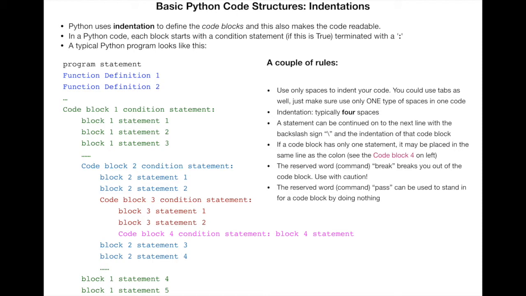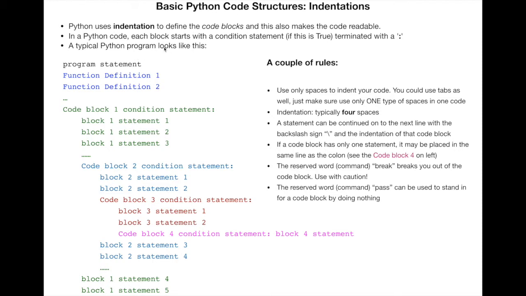And in Python, we use indentations. So pay attention to the indentation, which is very important to your code structure, which is different from other code languages. Python uses indentation to define the code blocks and also makes code readable. In Python code, each code block starts with a condition statement, whether it's true or not, and whether it's executed or not, and is terminated with a colon.